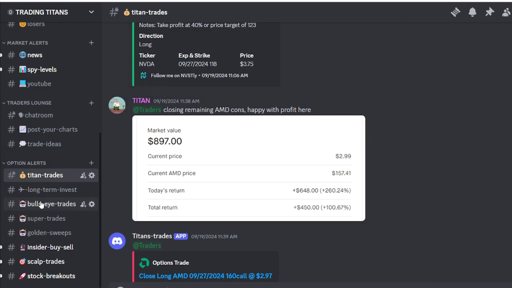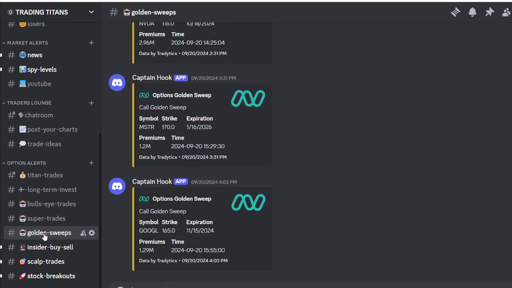There's plenty of other examples. I just don't want to drag the video and make it too long. Golden sweeps. There's a few traders, and there's one in particular who really loves this thing so far. So I'm really glad that it's working out.